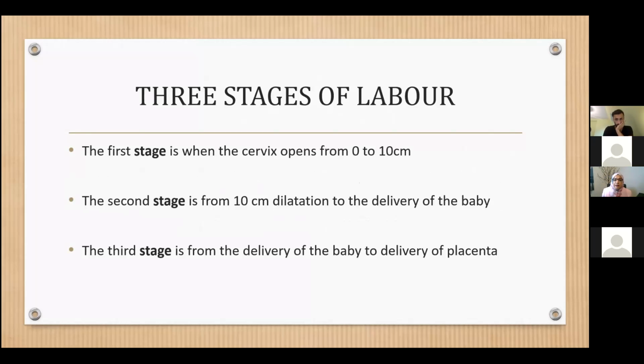Now, labor is usually divided into 3 stages. The first stage of labor, when labor actually starts, is when the cervix opens from 0, because the cervix is not open when you're not in labor, and then goes up to 10 centimeters. Always try to define it, because you will be asked in your MCQs to define labor. The first stage of labor is from 0 dilatation to 10 centimeters of cervical dilatation. The second stage of labor is from 10 centimeters of dilatation to the delivery of the baby. And the third stage of labor is from the delivery of the baby to the delivery of the placenta. So, from and to in all 3 stages.